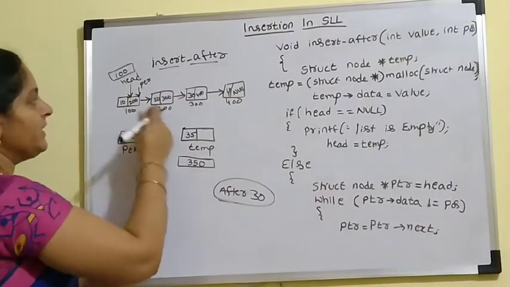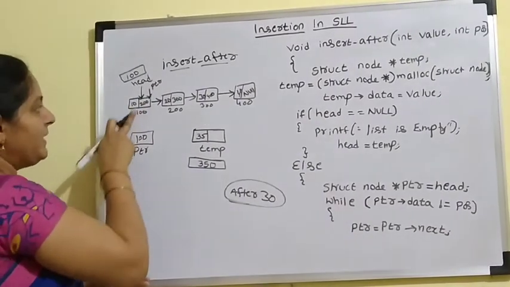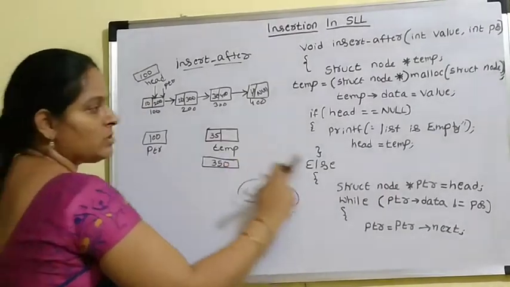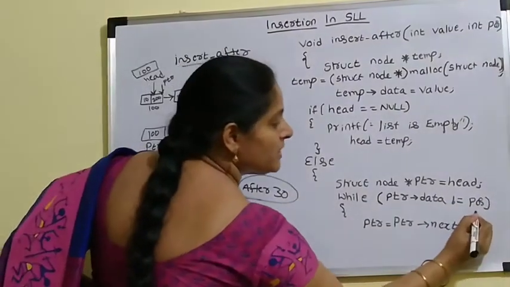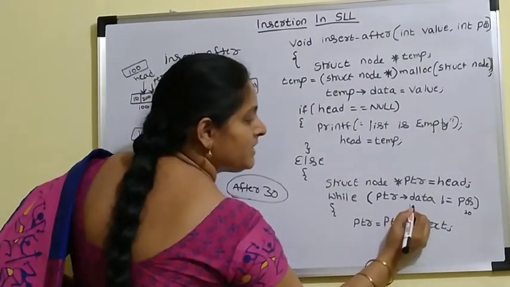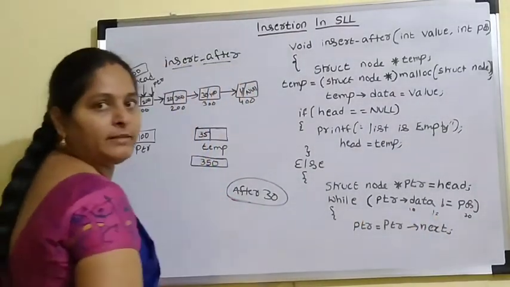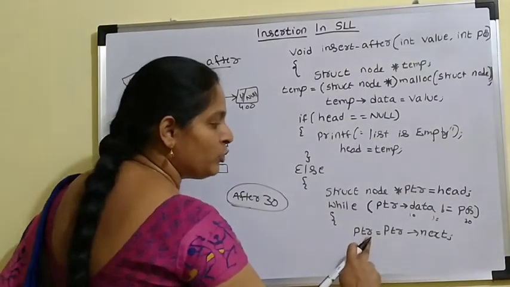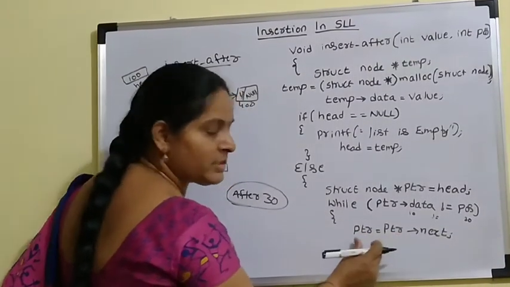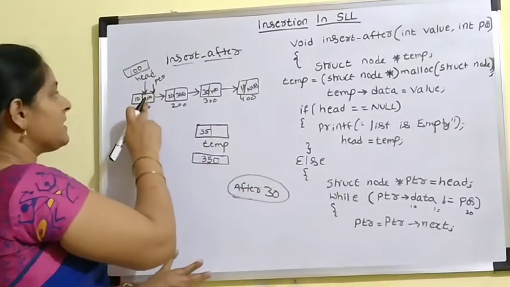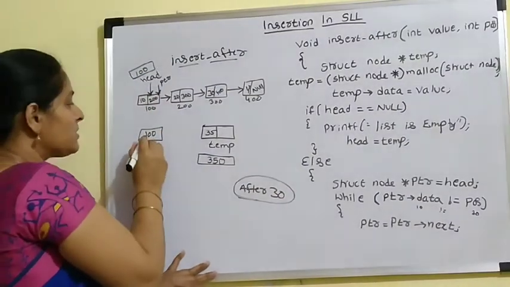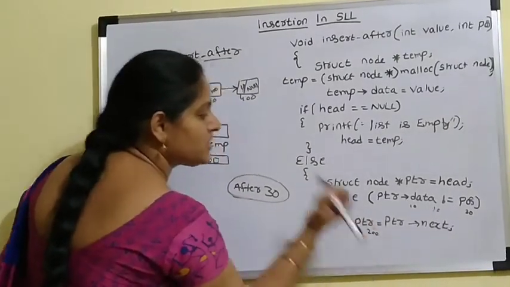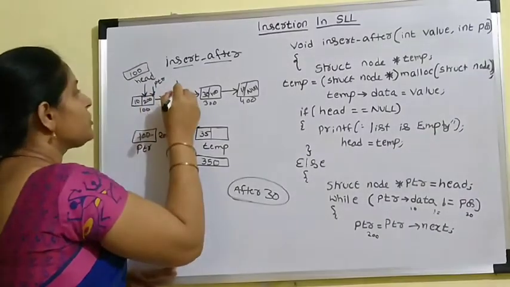Now verify this code here. Now ptr is pointing 100. ptr data is 10. So 10 is not equal to, here our position is 30. ptr data is 10. 10 not equal to 30. Condition satisfied. If condition satisfied, what we are doing? We are assigning ptr next address to the ptr. What is the ptr next address? 200. Right? So this 100 will be replaced with 200. So now the ptr address is 200. That means your ptr comes to this position.